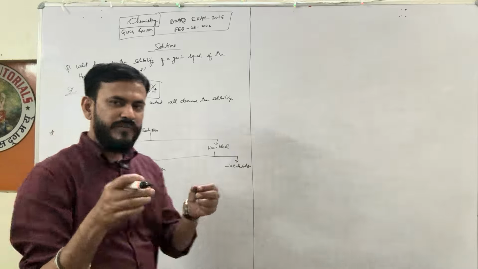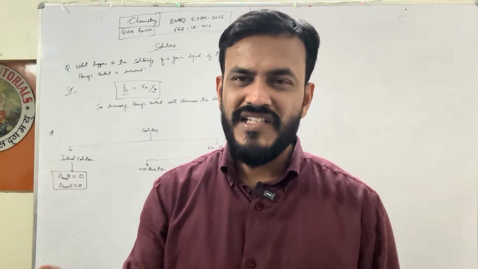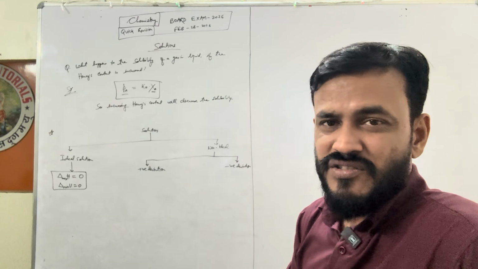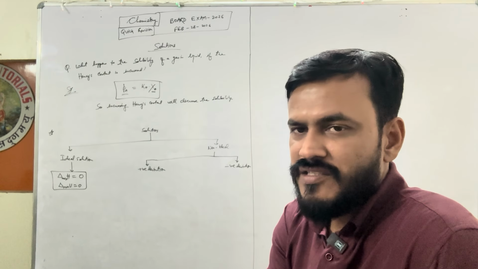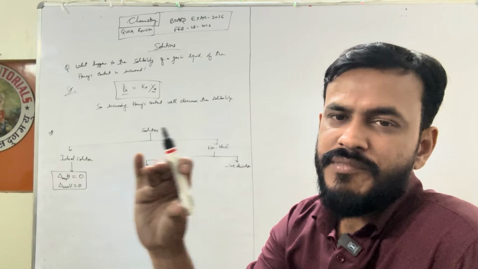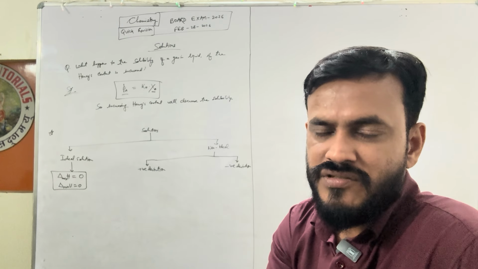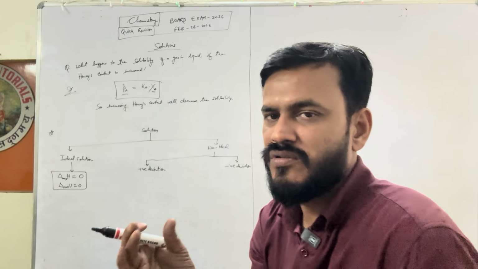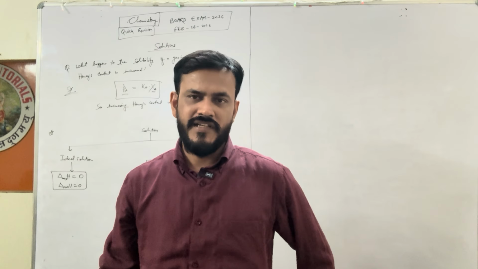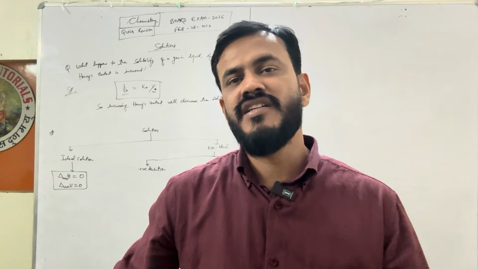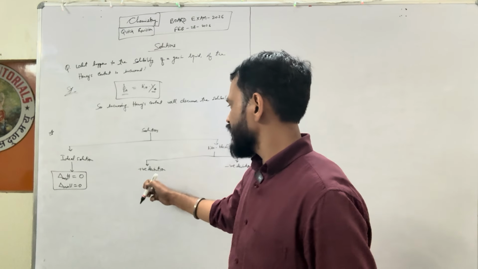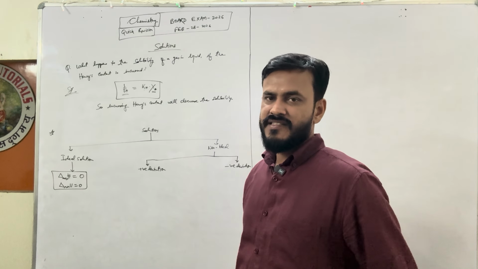That is, if you are mixing two solutions, there should not be any change in total heat, and the volume should be conserved. If you are mixing two components, one of 10 ml and the other also 10 ml, the net solution volume should be 20 ml. It should not increase or decrease. So if it is increasing, it is positive, and if decreasing, it is negative deviation.